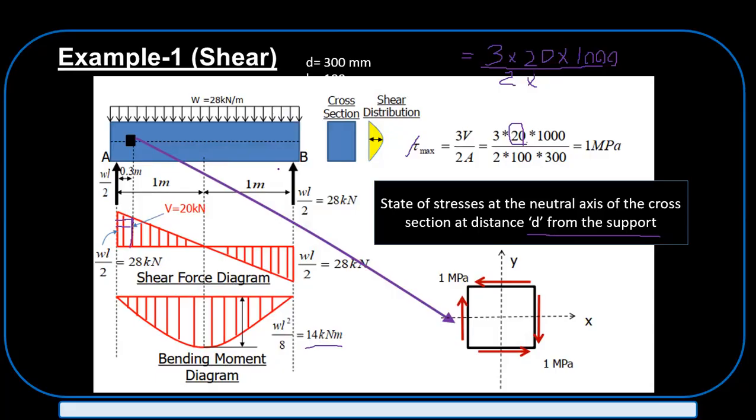I think it has... yes, D is not showing. D is 300 and b is 100. I think the font is not showing.